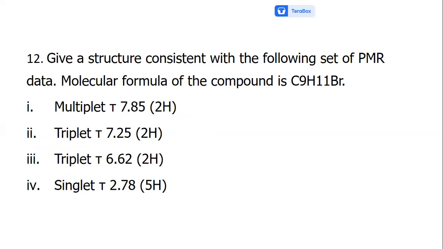Give a structure consistent with the following set of PMR data. Molecular formula of the compound is C9H11Br. Multiplet, tau value 7.85, 2 hydrogen.